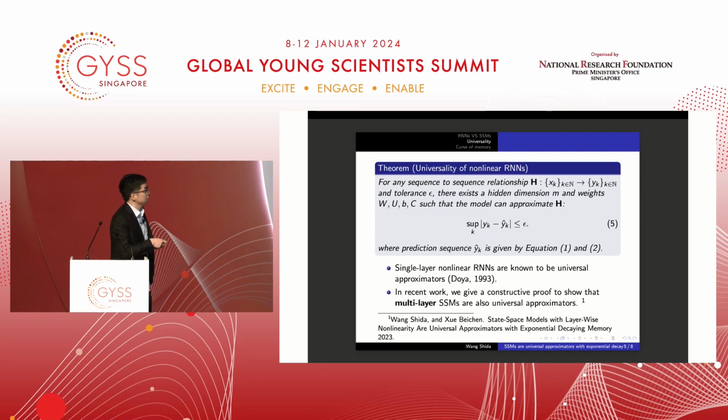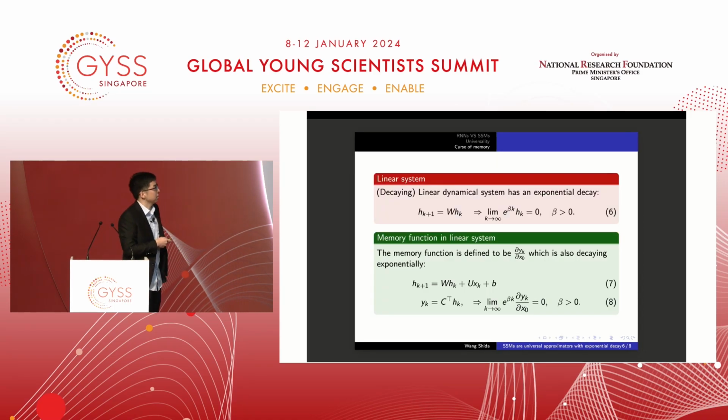So this is the positive part, that state space models are good enough. We can use them to learn whatever we want to learn. However, these models also have some problems. Since it is a recurrent model, a natural question is whether it also inherits some problems of traditional nonlinear recurrent models. And the answer is yes.